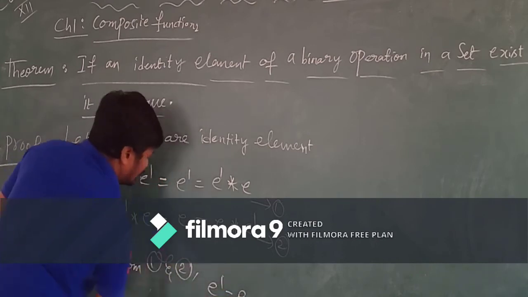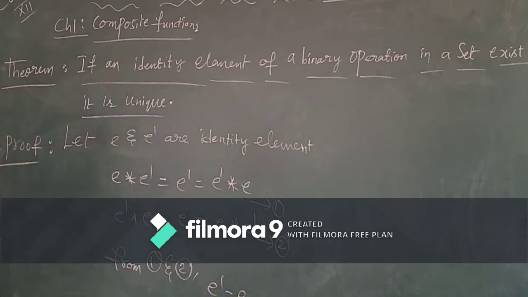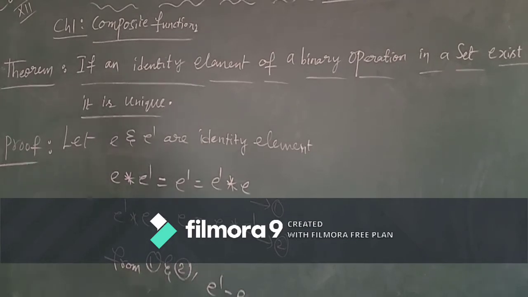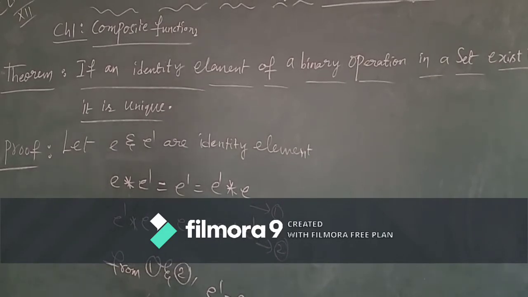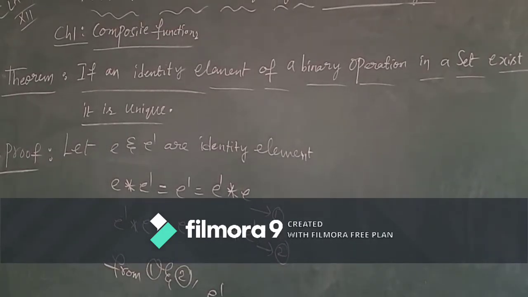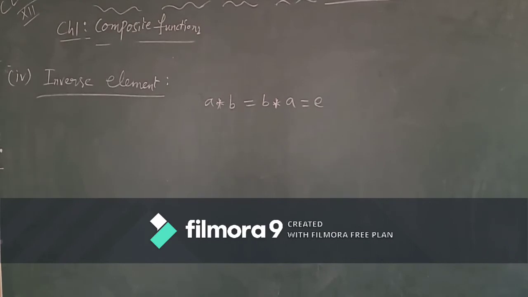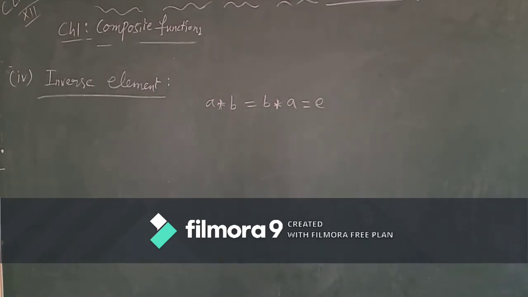So E dash is equal to E. So that means only one element is possible, so that it is unique. Now let's move on to the inverse element.